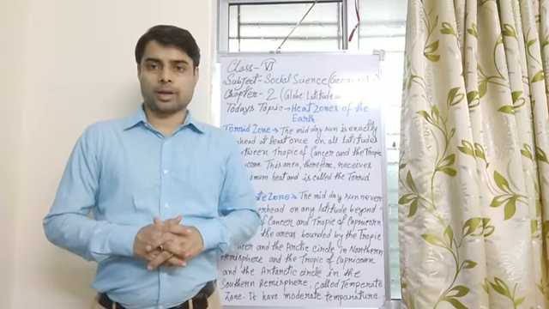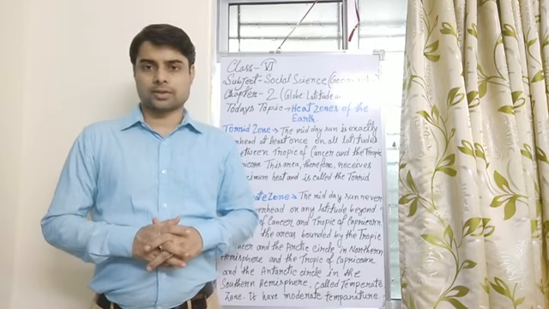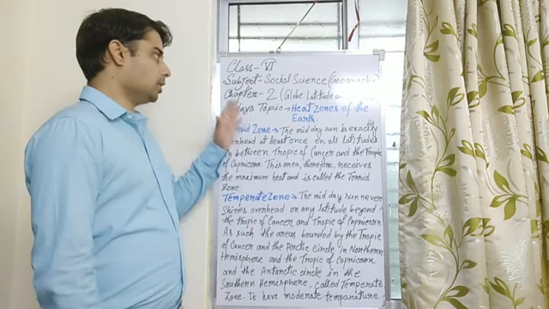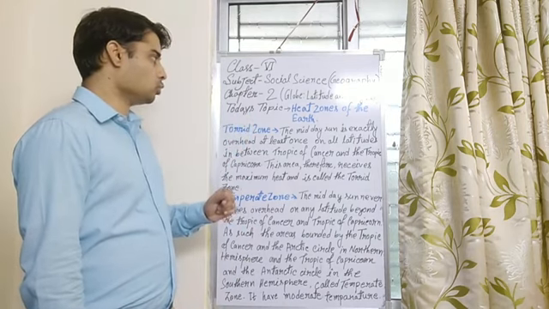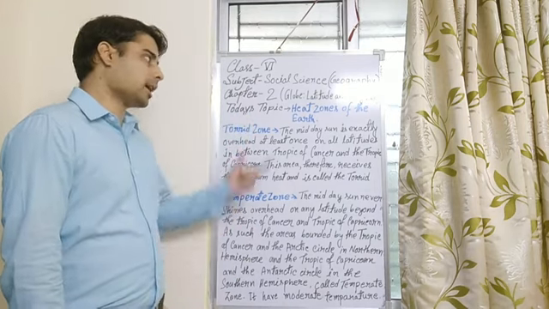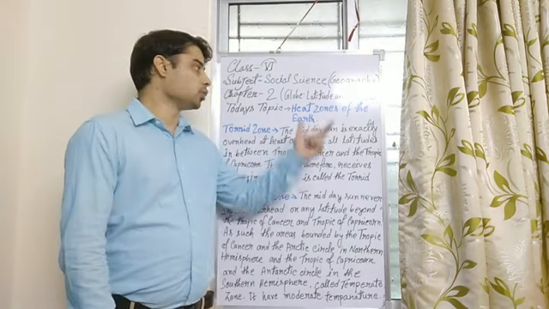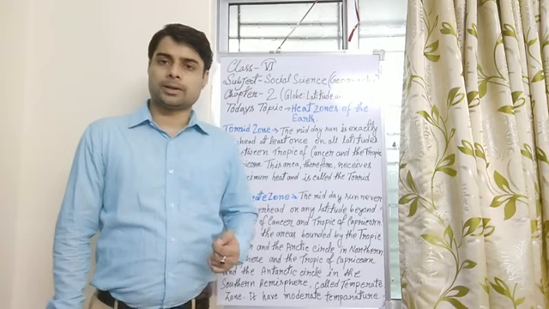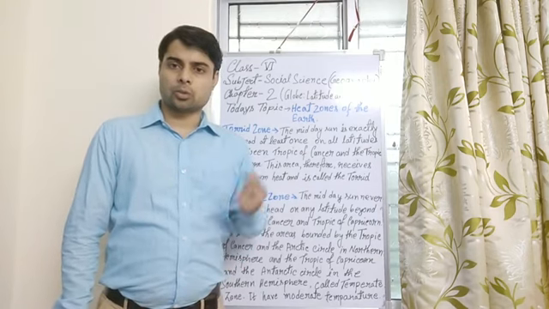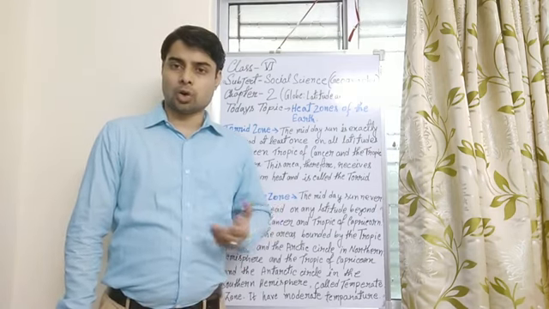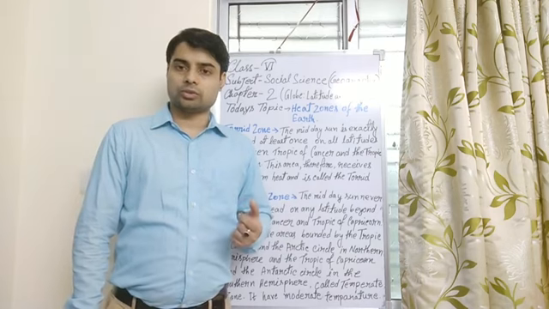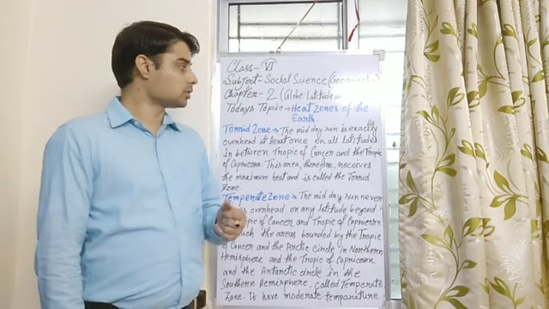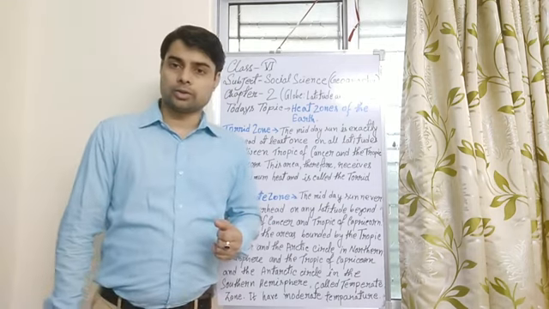Today I am back with your social science geography class, and today I am going to discuss Chapter 2: Globe, Latitude and Longitude, and today's subunit, heat zones of the Earth. In the previous class you learned about what is a globe and different longitudes and latitudes, and today we will learn about the different heat zones.